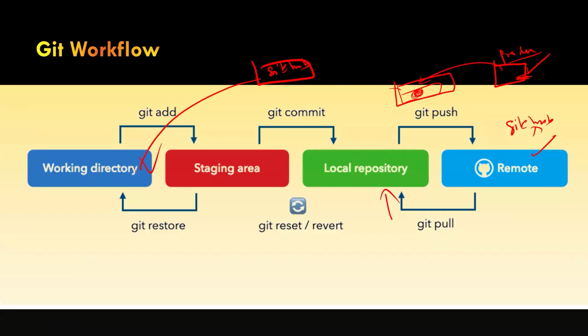And then finally, we have seen how, if I want to remove a file from the remote, how can I remove that? You need to do it by following this flow only. First start with your working directory, git rm that file, and then git add dot will communicate to your staging area and so on.